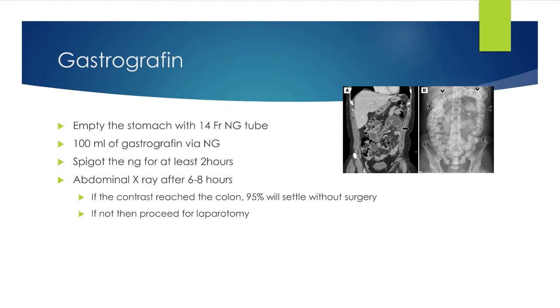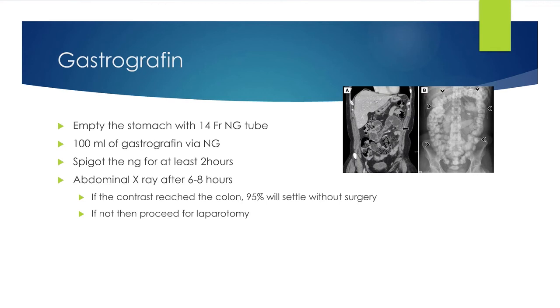Once we empty their stomach, we give them 100 ml of gastrografin, and that will be put via the nasogastric tube. We spigot the nasogastric tube for a few hours, and the minimal that I recommend is 2 hours. And then I get an abdominal X-ray for them about 6 to 8 hours. Now, gastrografin in this situation will work as a diagnostic tool as well as a therapeutic tool.